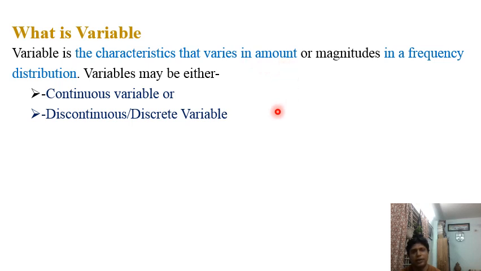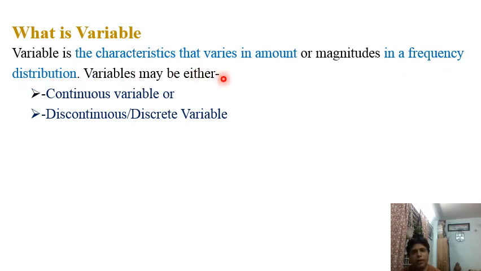Suppose in a class 0 to 10, within this class the values may be 5, 4, 6, 10, 7, any value. So this range is expressed in the values of a variable. So what is a variable? A variable is a characteristic that varies in amount in a frequency distribution.